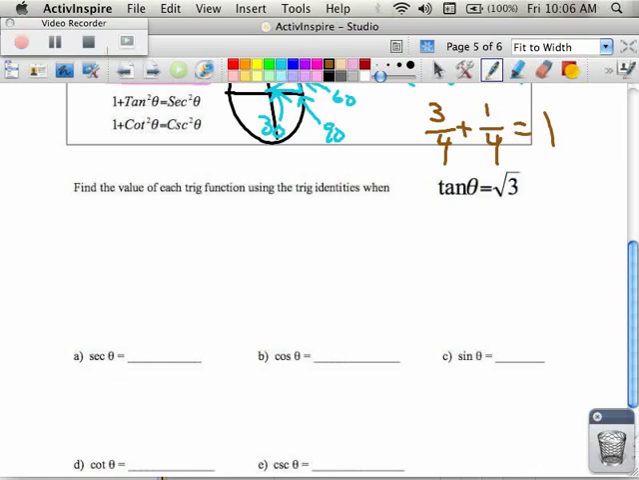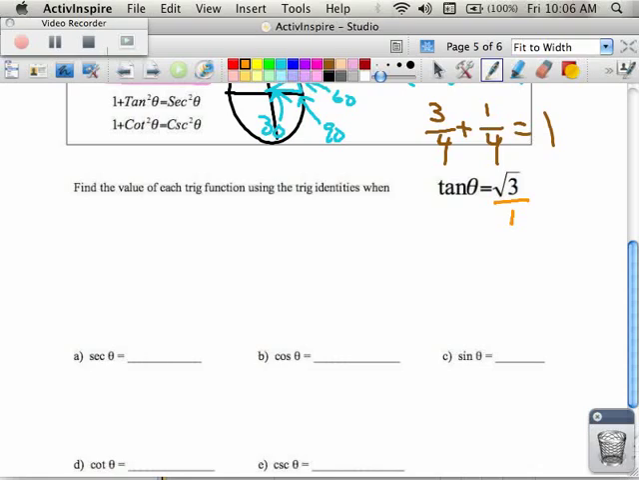This next problem says that we have a tangent which has a square root of 3, which I know that if I was going to write it as a fraction, I would have actually written it as the square root of 3 over 1. But I know that this tangent could be in quadrant 1 or it could be in quadrant 3.